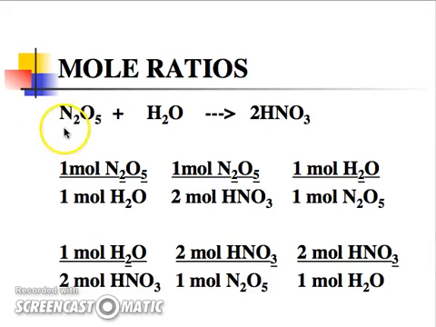Using that same balanced equation on the previous slide, these are the different mole ratios that we come up with. There are 6 different possibilities. A mole ratio is always moles of one substance over moles of a different substance, and the numbers come from the coefficients in the balanced equation. So if it's HNO3, there's going to be a coefficient 2 right there. So that's what mole ratios look like, and those will be used in the problems that we do.